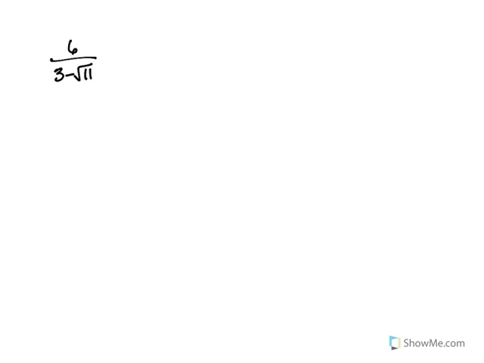So here we have 6 over 3 minus the square root of 11. What's going on in this problem is that it is not considered simplified, because there is a square root or a radical in the denominator, and there can be no simplified answer that contains a radical. So we're going to have to multiply by what is called the conjugate.